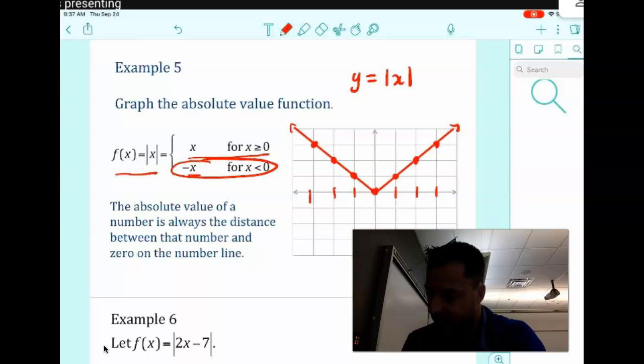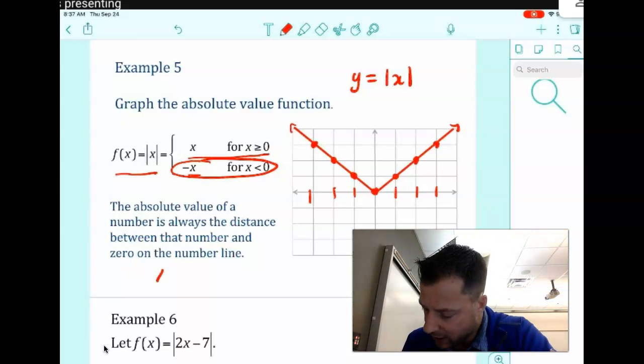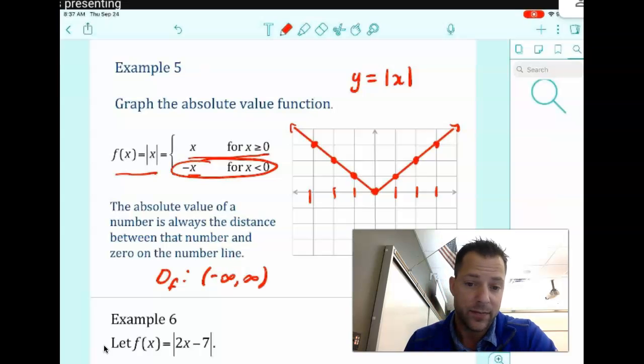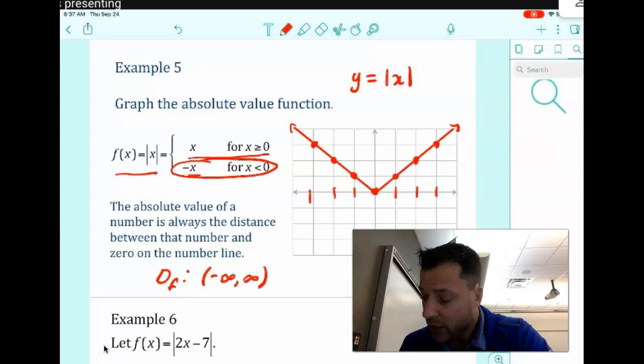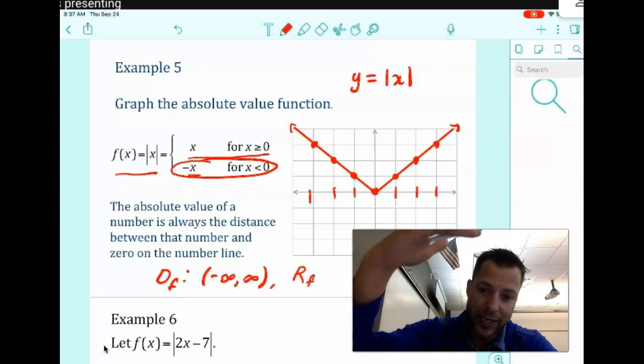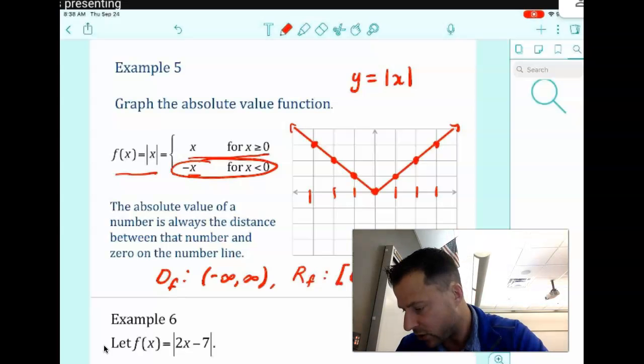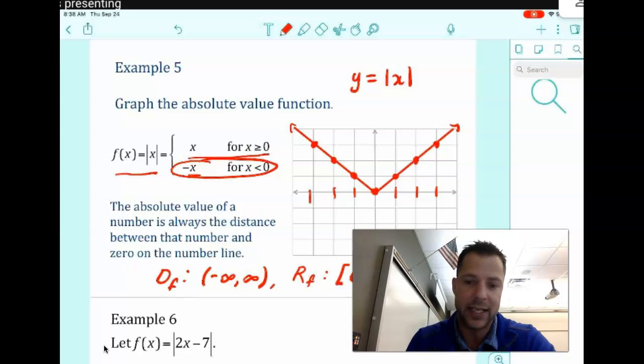Okay, and I want to be very specific about this domain and range. The domain of this function, the domain of f of x, is going to be all real numbers. Every value works. Every real number works. The range of our function, you can tell it does not go below the x-axis. So the range of the function is from 0 to infinity. And that's going to help us in the next problem down.